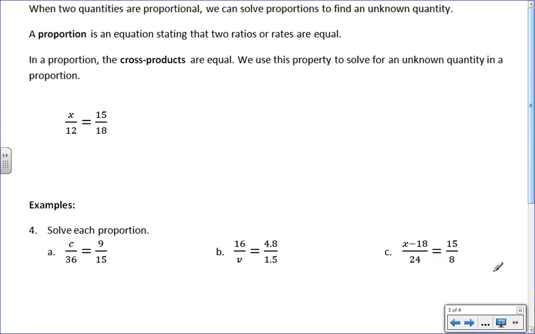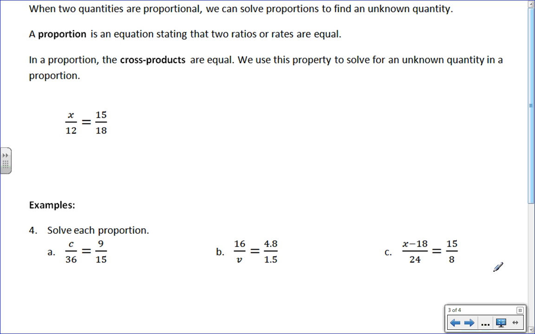Okay, when two quantities are proportional, we can solve proportions to find an unknown quantity. A proportion is an equation stating that two ratios or rates are equal, and in a proportion, the cross products are equal. We use this property to solve for an unknown quantity in a proportion.